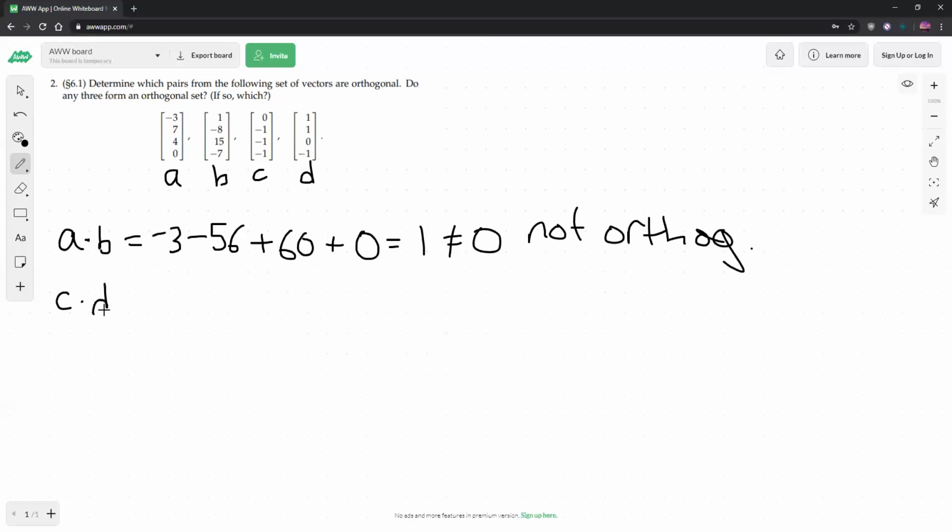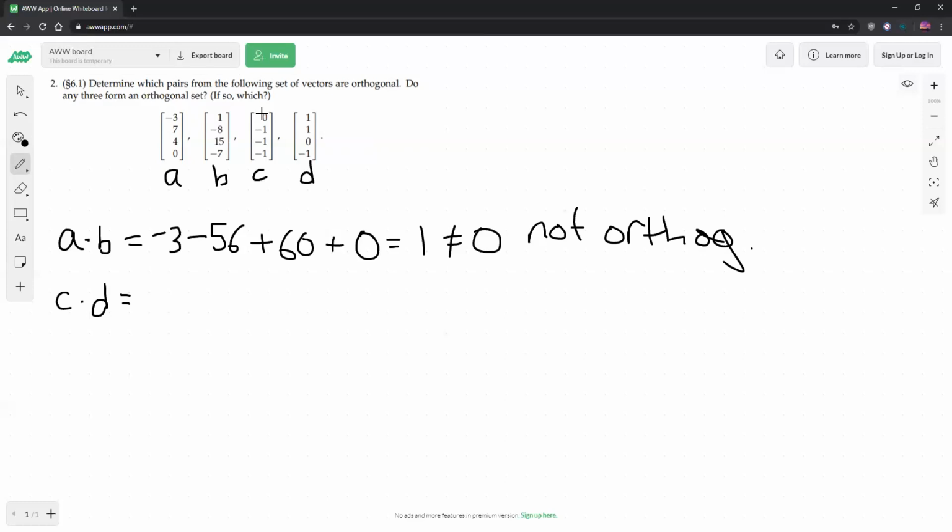Remember, you have to look at all pairs, so there should be, well, 1, 2, 3, 4, 5, 6, 7, 8, 9, 10. Yeah, I think you're going to have 10 pairs you're going to want to check. So we're just going to look at 2 here. I mean, the principle's pretty basic.